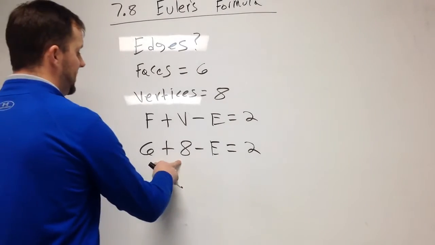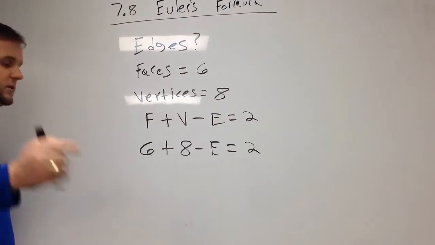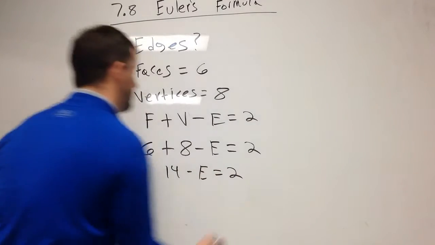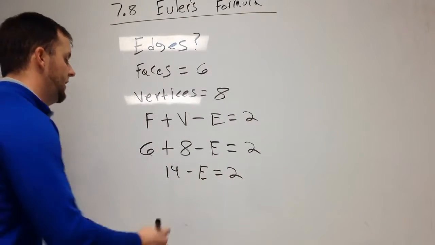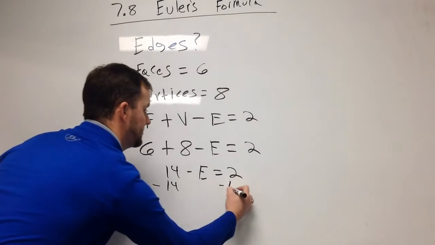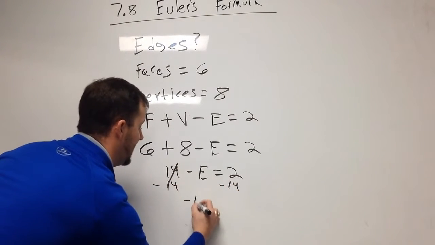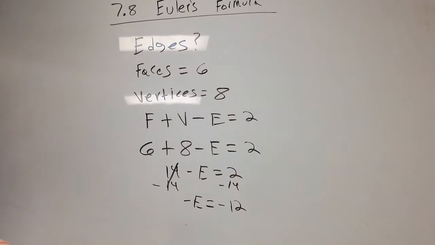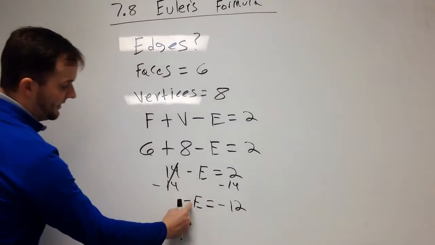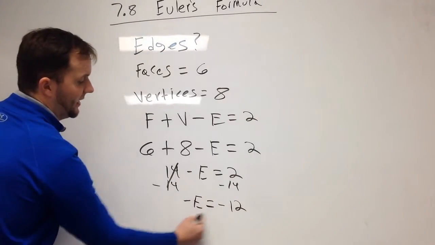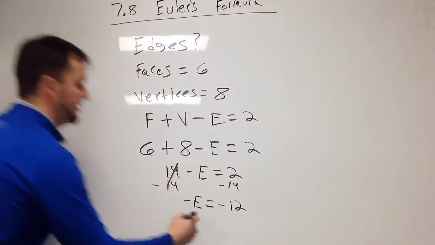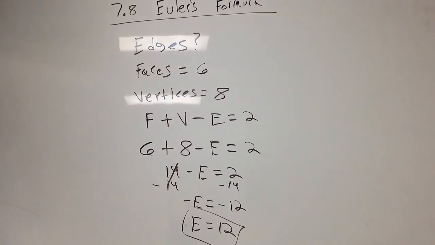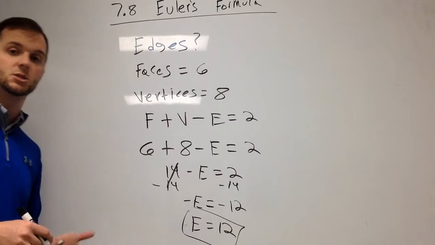I know 6 plus 8 is going to equal 14, right? So 14 minus E is equal to 2. I'm going to get the 14 on the other side by subtracting 14 on both sides. So I get negative E is equal to negative 12, because 2 minus 14 is negative 12. And if I have a negative E, all I have to do is divide by negative 1, which is going to change it to positive. So the number of edges is going to equal 12 on this polyhedron. Boom, done. And that's Euler's formula, ladies and gentlemen.